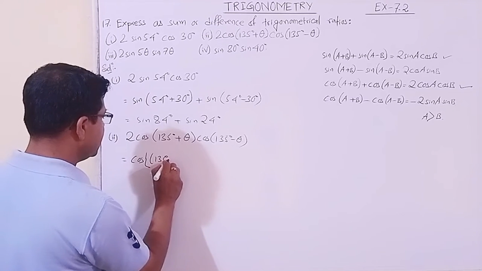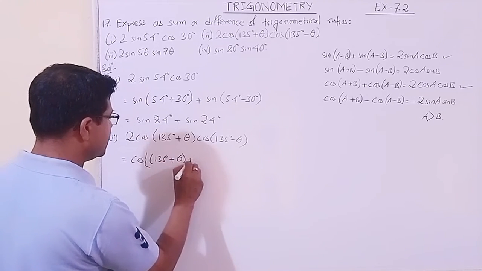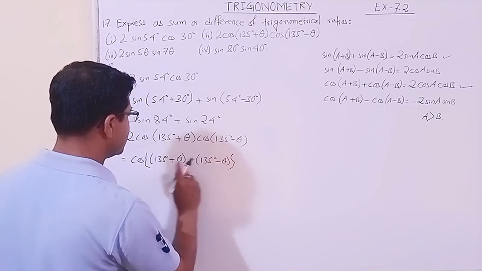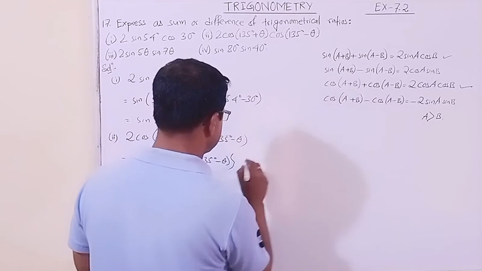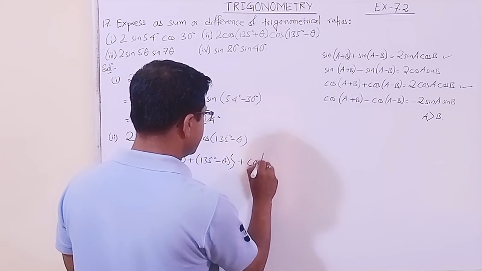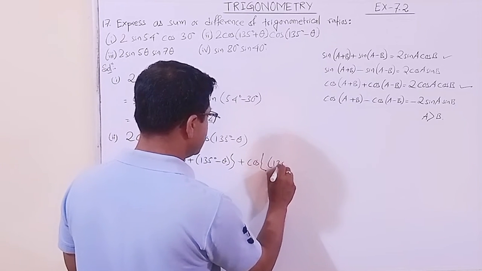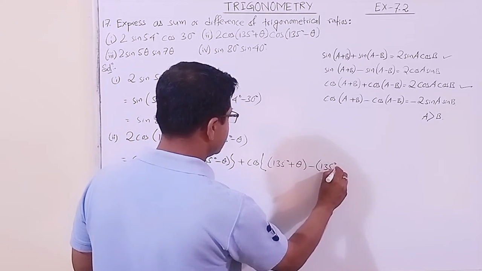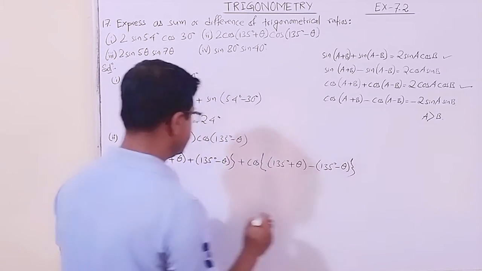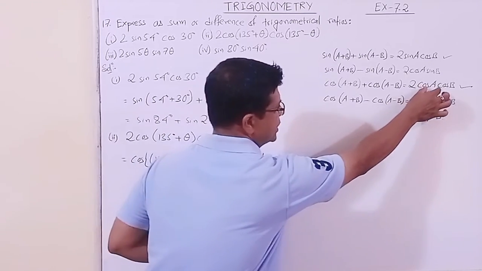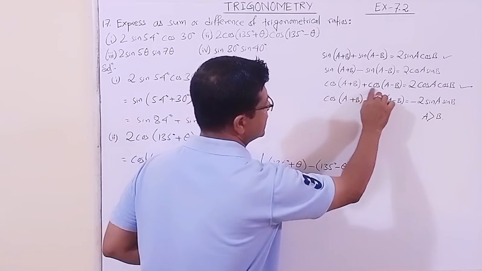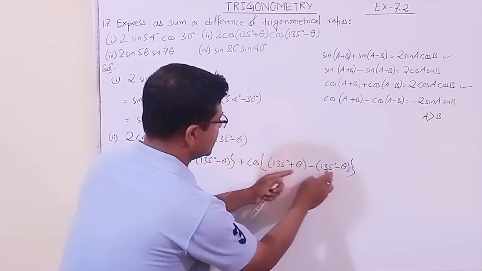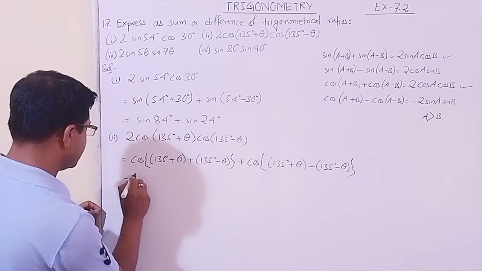This is a plus b, cos of a plus b, then plus cos of a minus b. You can check again. It is given in this form, so we are writing cos of a plus b plus cos of a minus b. So let us simplify it further.